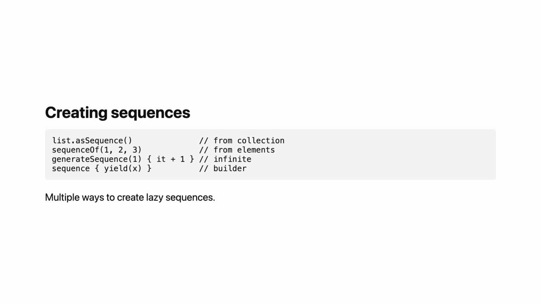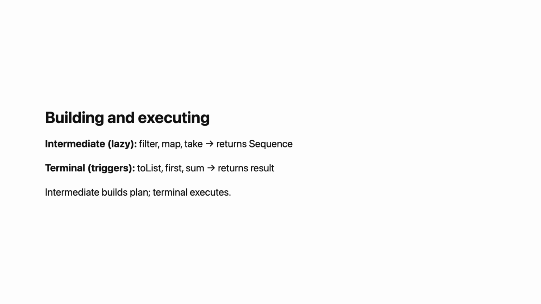Sequence operations are either intermediate or terminal. Intermediate operations return another sequence. They are lazy. Nothing happens yet. Filter, map, take, drop are intermediate. Terminal operations produce a result. They trigger processing. toList, first, sum, count are terminal. sequence.filter.map does nothing. It defines a pipeline that elements flow through. Think of intermediate operations as building a plan. Terminal operations execute the plan.